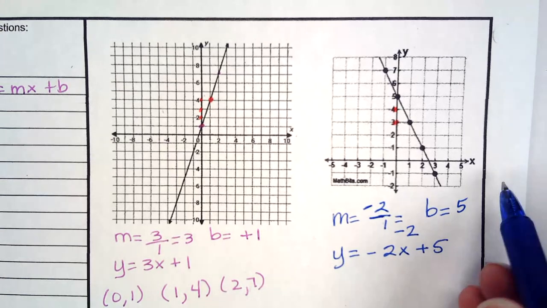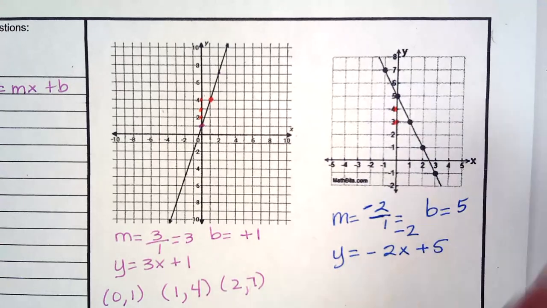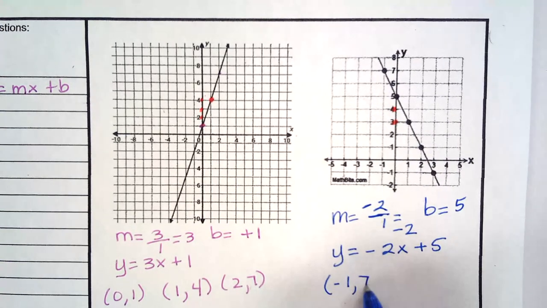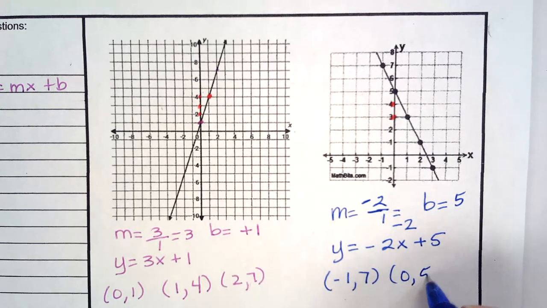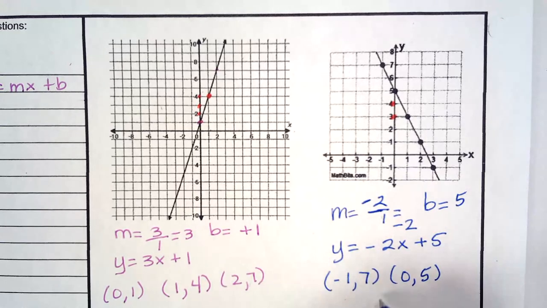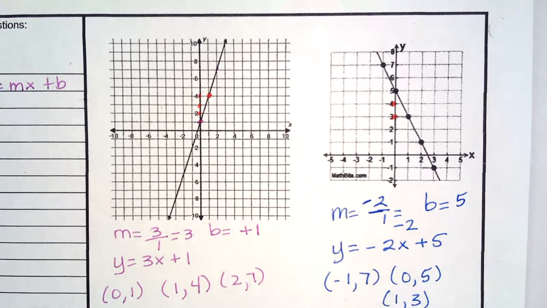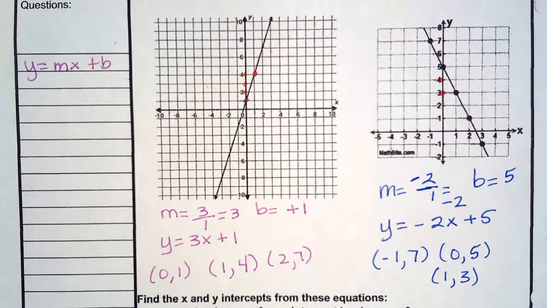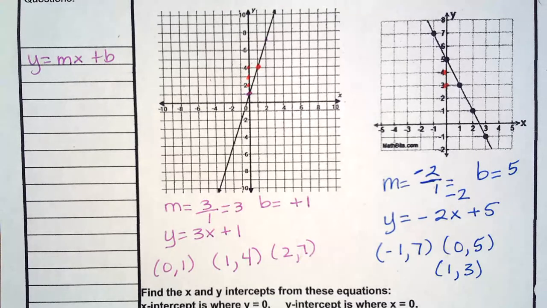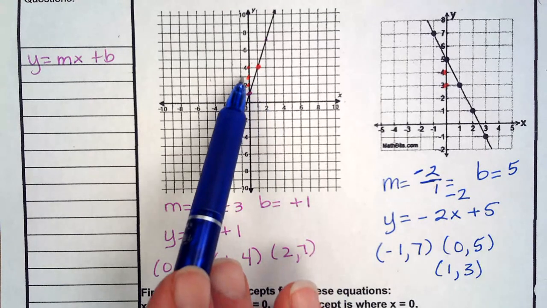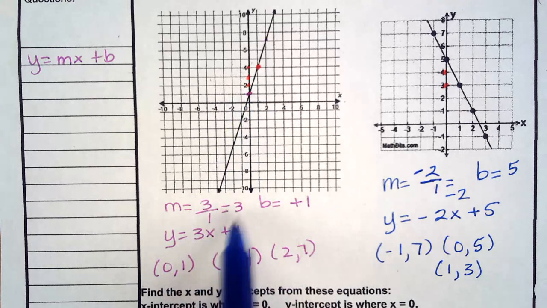What are my solutions? Well, the top one here is -1, 7. We went across at 0, 5. I could use 1, 3. Okay, so there's all kinds of solutions you can find. A solution is any of the points that are on our graph. Remember, your b is where it goes across the y-axis, and then your slope is your rise over run.